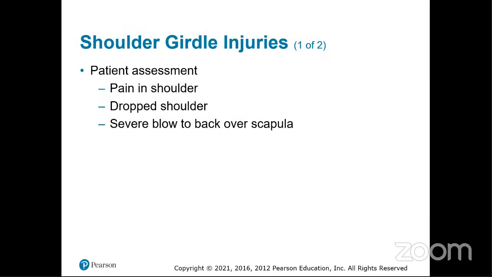So some specific injuries though: shoulder girdle injuries, pain in the shoulder, drop shoulder, severe blow to the back or scapula. For us at the mine too, sometimes these guys, if they've been roof bolting all day, all of a sudden they can pop their shoulder out, they can get pain in it that way. But those are the things we're looking for: pain or tenderness upon touching. And a drop shoulder just means you're comparing the left to the right, and if one of them's dropped down, obviously we've had some tissue or bone damage to allow that scapula to either raise out of place or drop where it shouldn't be.